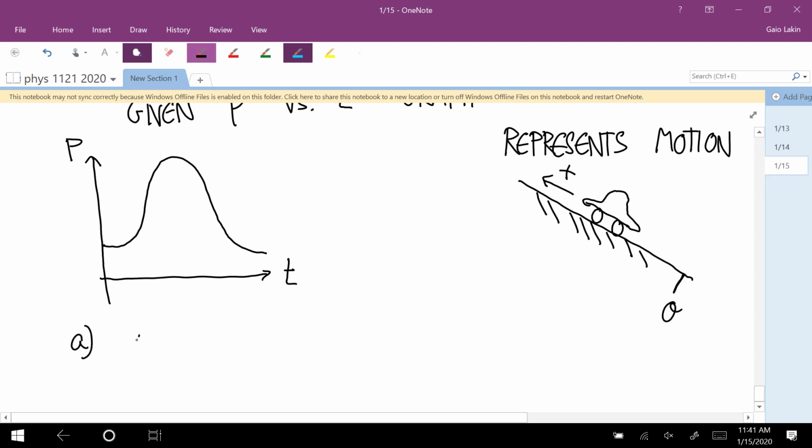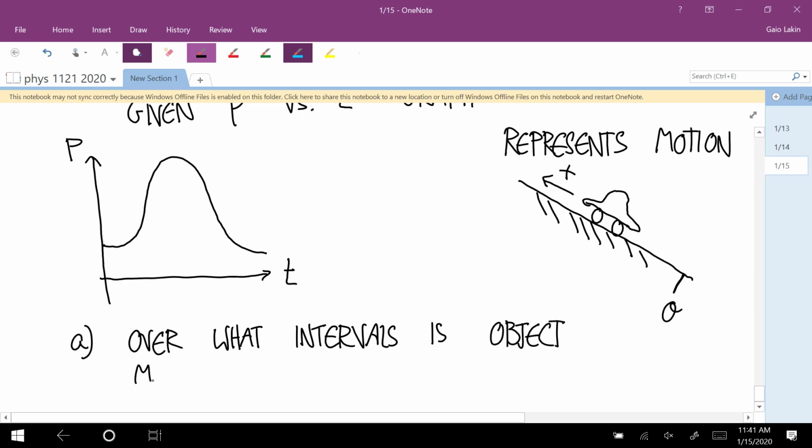Okay, so first, over what intervals is the object moving in the positive direction?